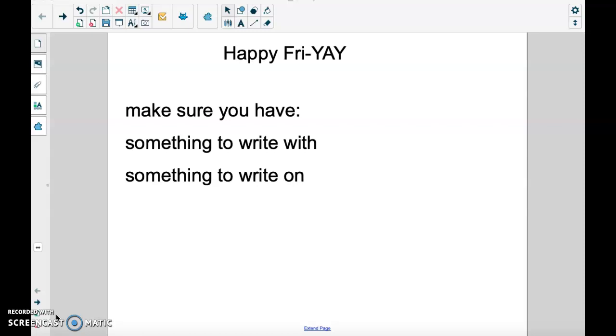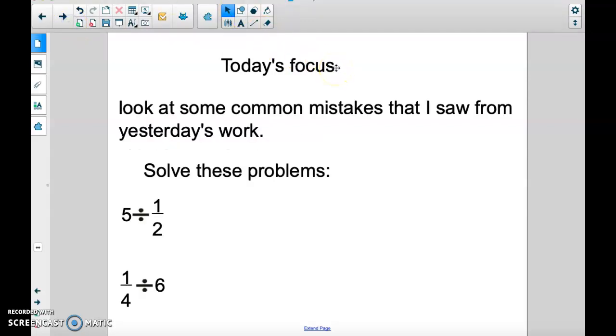Before we get started, make sure you have something to write with and something to write on. What I want to focus on with you guys today is looking at some of the mistakes that I saw yesterday from our work and addressing those, to make sure we're on the same page. Because this is a skill that is important. You are going to need to know this going forward into middle school. So I want to make sure you guys are solid with this. So I want you to do the two problems, 5 divided by 1/2 and 1/4 divided by 6. So go ahead and pause your video and solve those problems.